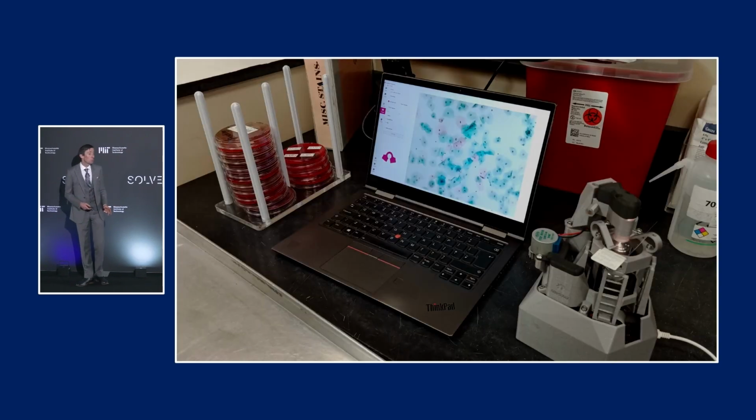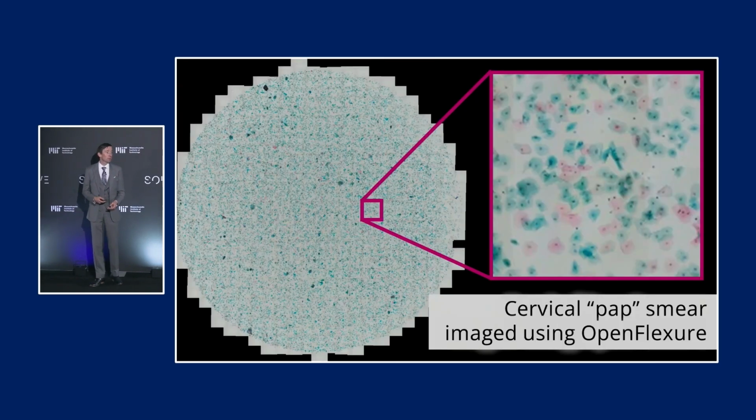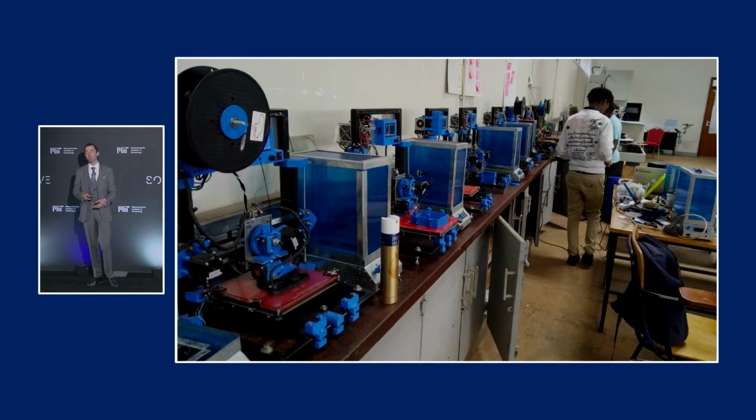Our solution is the OpenFlexure Microscope. It's an automated digital microscope that scans patient samples for record keeping, remote diagnosis, or medical training. It's a lab-grade instrument that can recognize parasites in blood smears or cancerous cells in biopsies, meaning patients can be confidently diagnosed without having to travel hundreds of miles.